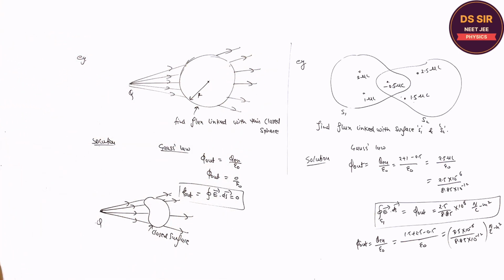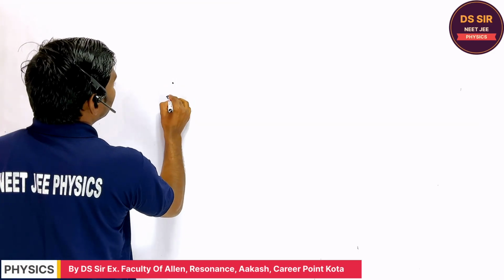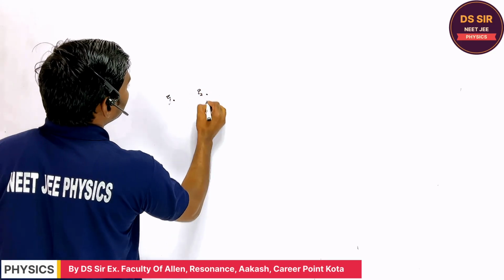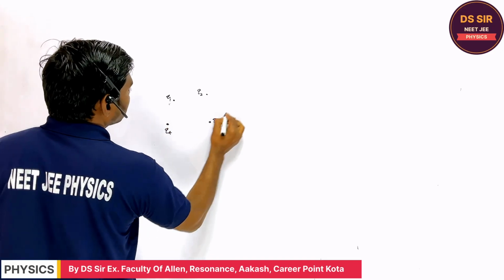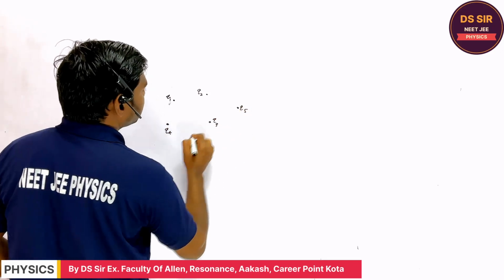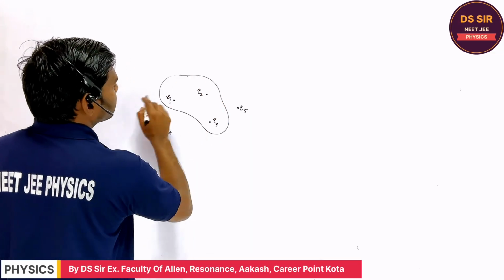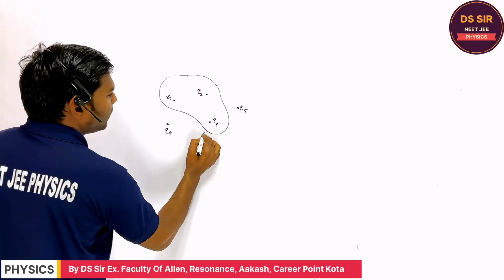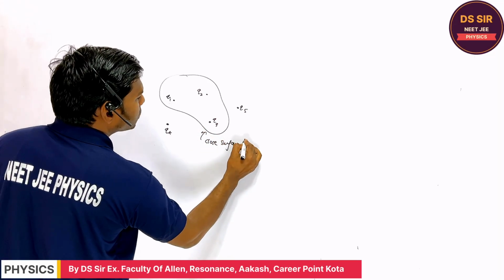Copy this. It is a very important question I am telling you. Suppose this is Q1, this is Q2, this is Q3, this is Q4, this is Q5. Is it clear or not? If you consider this to be the Gaussian surface, what is the flux linked with this Gaussian surface? This is the closed surface, which you may assume to be S.